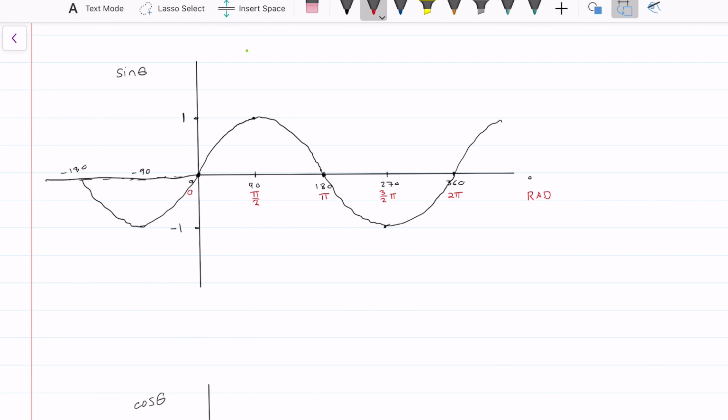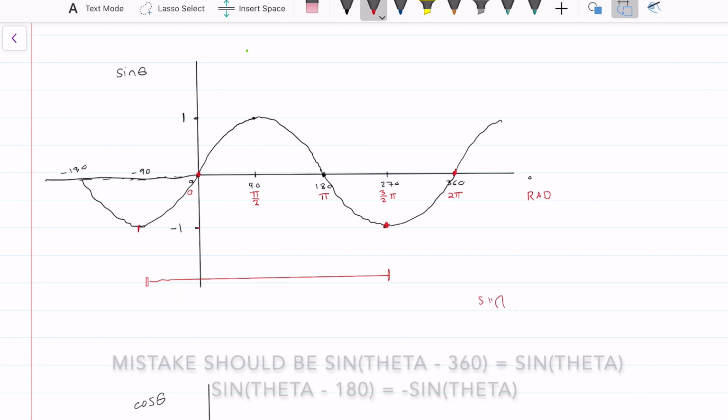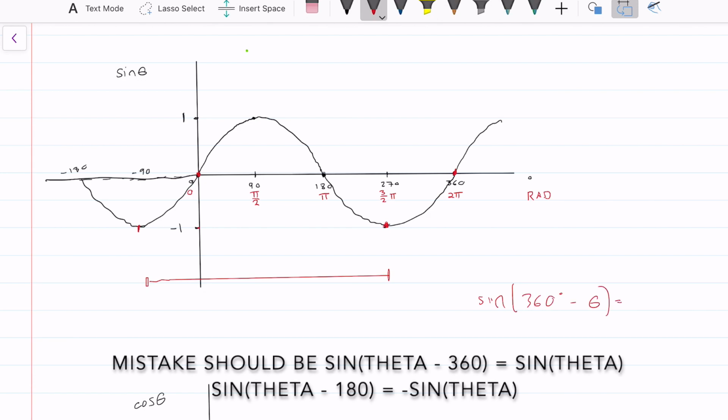Okay, so I just want to look at, let's say, the point 360 and 0. Okay, so if we start, let's look at 270 rather. If we start at 270 and we take away 360 degrees, we get to here. What we notice about this point is it's exactly the same value, -1. So we can say that sine of 360 degrees minus theta is equal to sine theta.